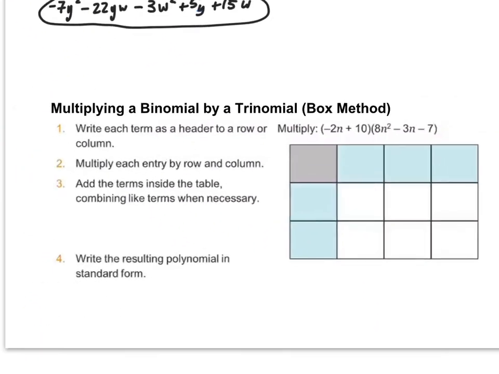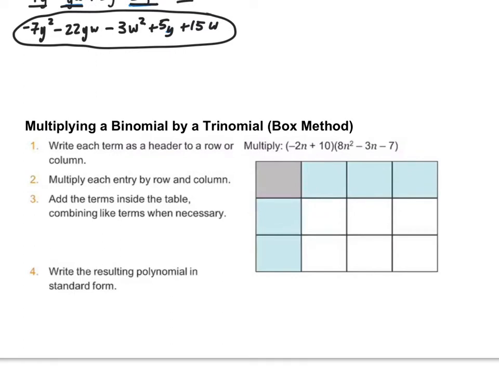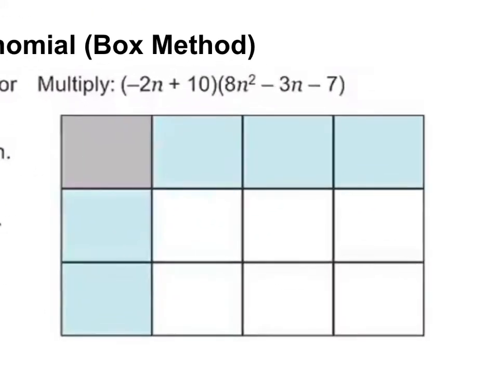All right. So let's do this using the box method. And I think it might be a little bit easier for you to use the box method. I don't care what you guys do, but as long as you get it right, that's all that matters. So I've got negative 2n plus 10 is my first polynomial. It's a binomial, so it has two terms. Notice how this box here has two terms. And then I'm multiplying it by this trinomial, 8n squared minus 3n minus 7. This has three terms, and so I'm going to put that up there.